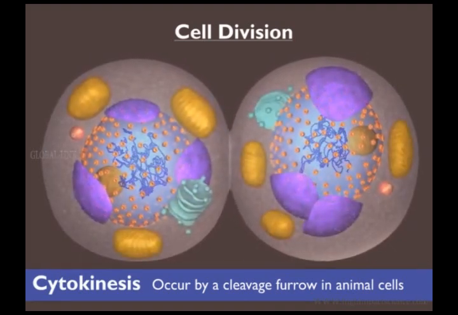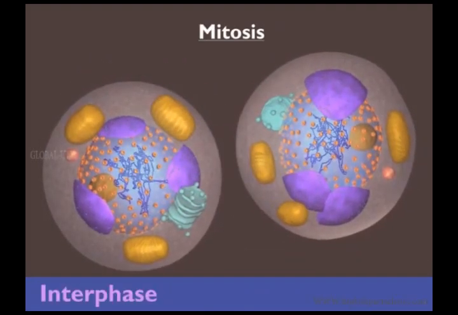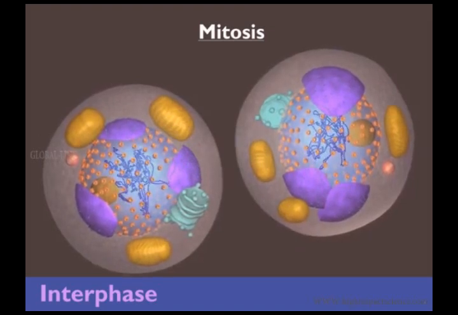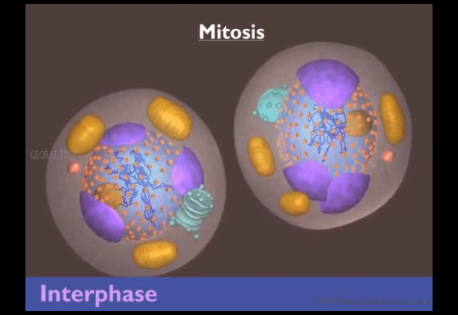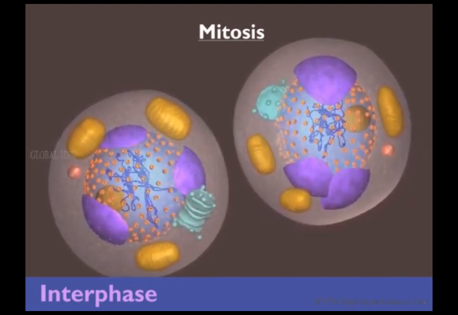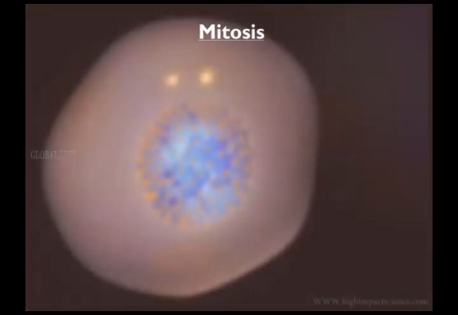Once formed, the two cells can now enter into interphase to prepare for mitosis, and the cycle continues. Each daughter cell becomes a parent cell ready to divide.